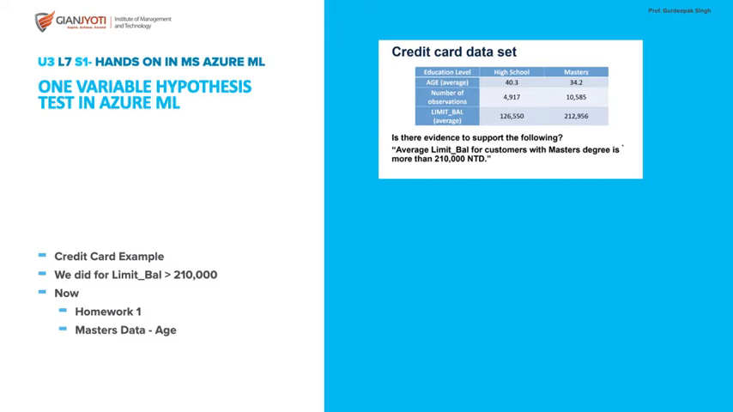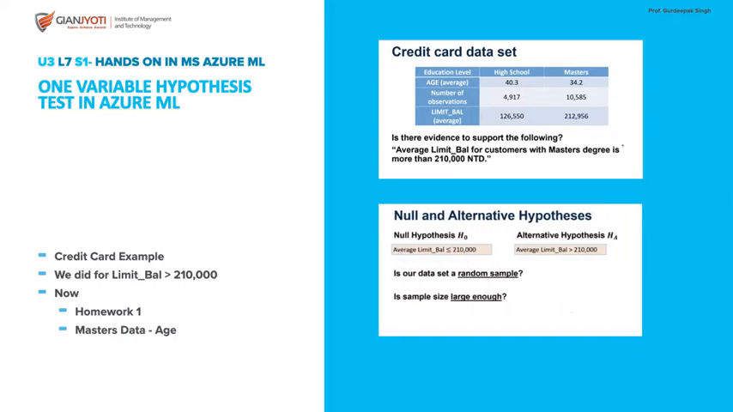So what we have done so far is like a statement: is there any evidence to support the following, that the average limit balance for customers with master's degree is more than 2,10,000. So we have done that. We used one tail GT for that, and later we used one tail LT, which we'll do today because that was one of the homeworks. So we did that for 2,10,000 where we used one tail GT. And then I gave you this question which is homework 1, and let us look at that.